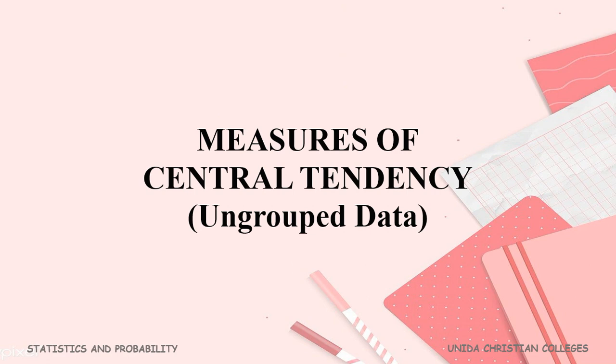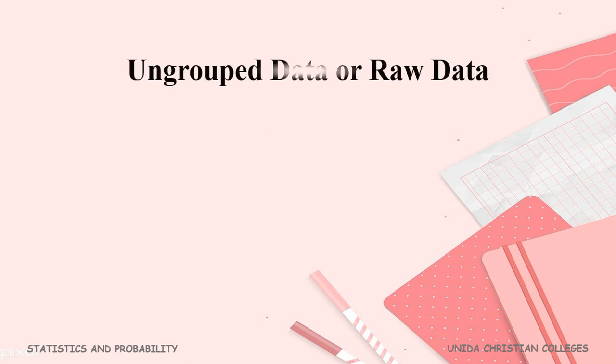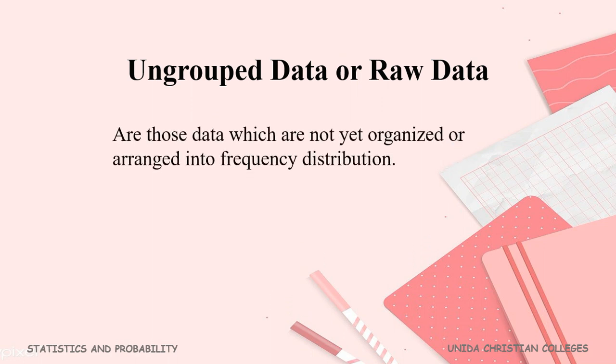Okay, so now let's proceed with our first lesson for today, which is all about the measures of central tendency for ungrouped data. And let's start with the meaning of ungrouped data, also known as raw data. Those are data which are not yet organized or arranged into a frequency distribution. So, meaning po, si ungrouped data, nakalist lang yung datas mo.